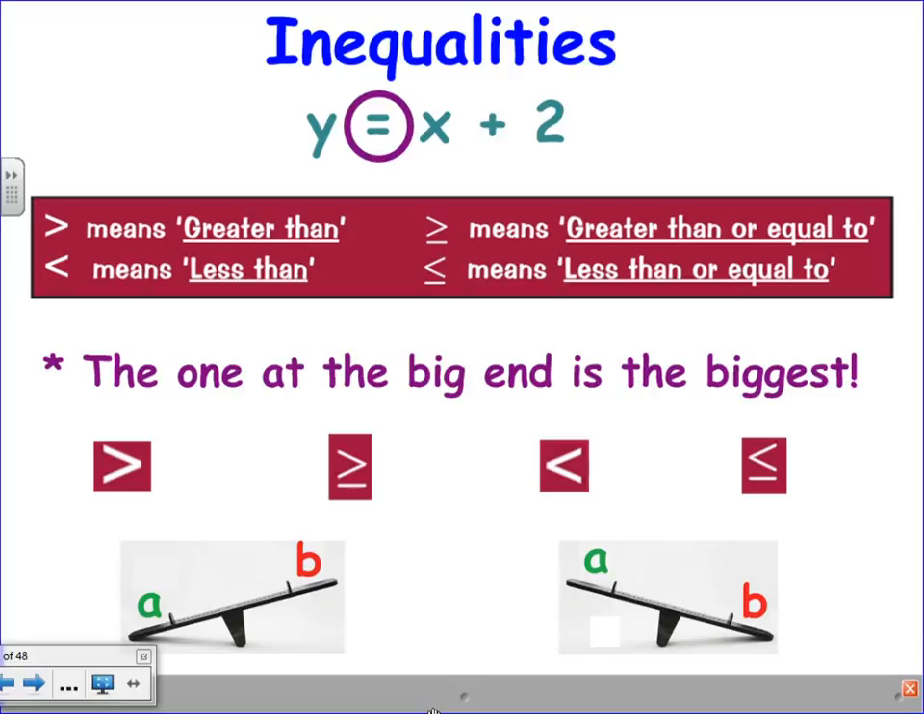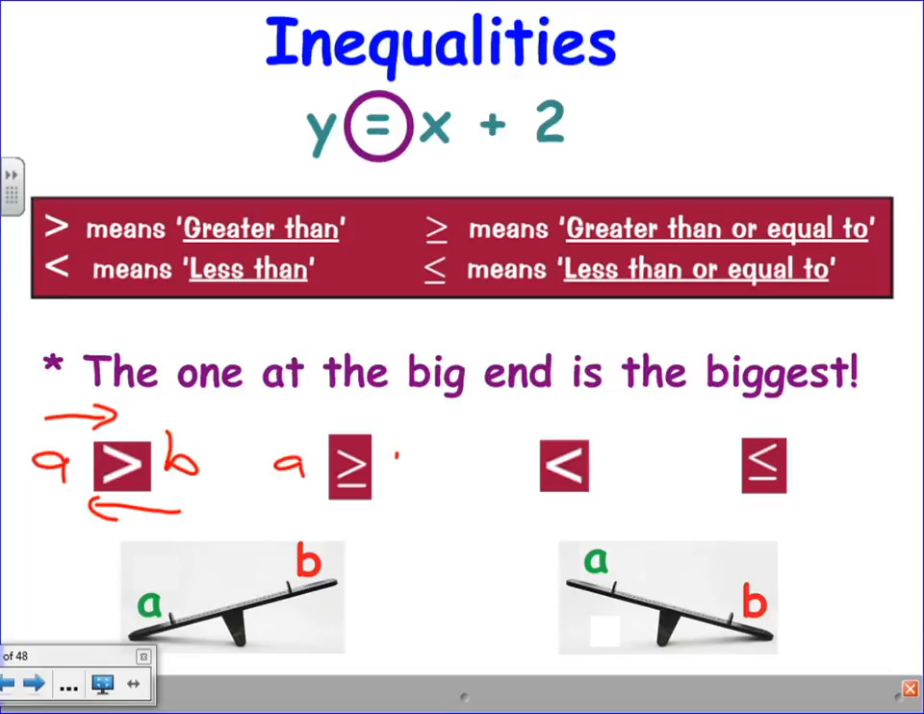Everybody's seen these before. Are you happy how to read them, or do you get confused with them? The way to read them is the wide end is the big value. So if I put A and B here, A is greater than B, because it's at the big end. A is bigger than B. You can read them both ways. I can say B is less than A. Exactly the same meaning.